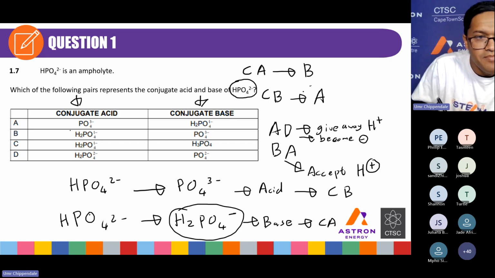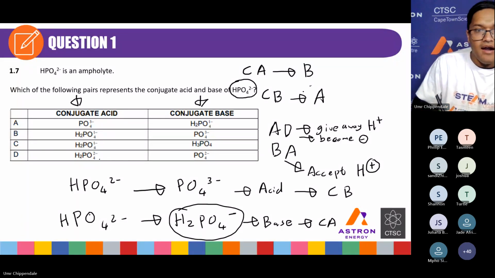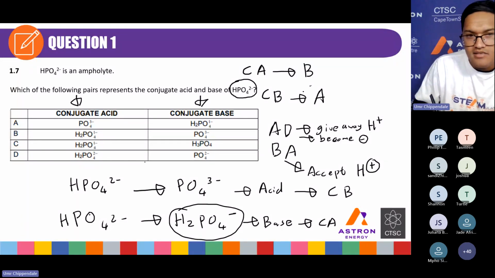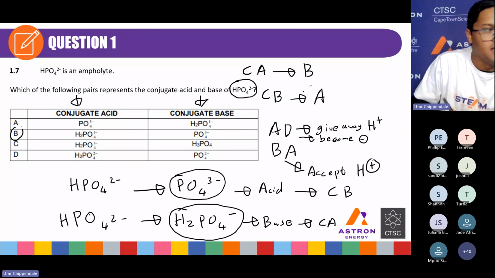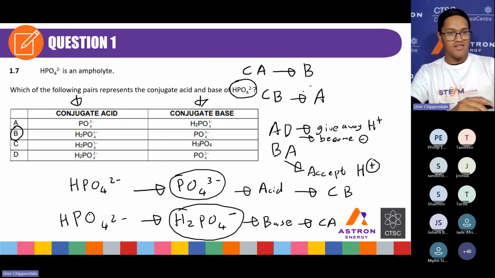It could either be B or C, right? B or C. And where is our conjugate base going to be? This one. That is going to be B. So our answer is B. And that's how we got to this.